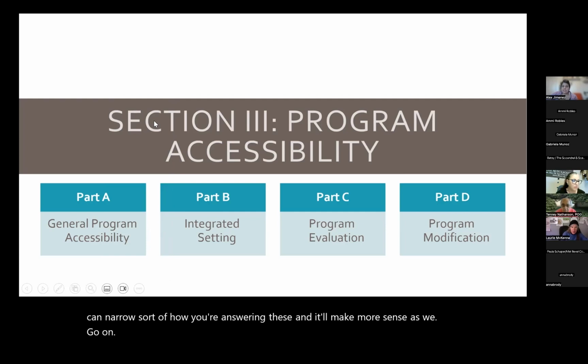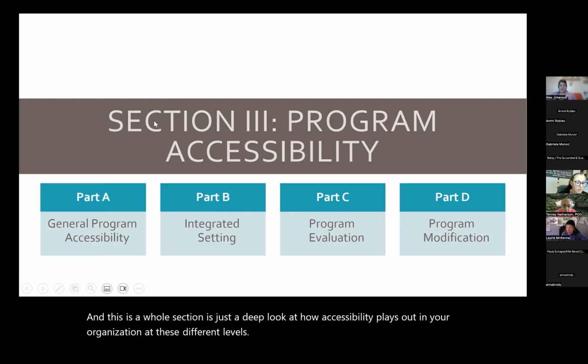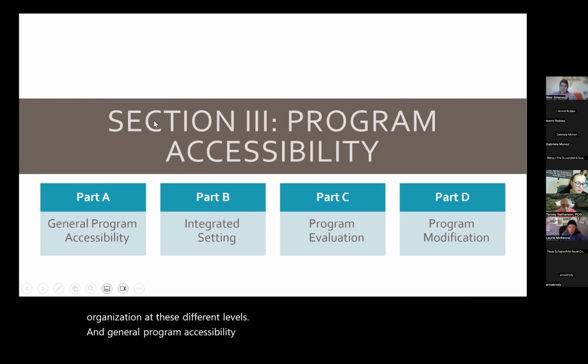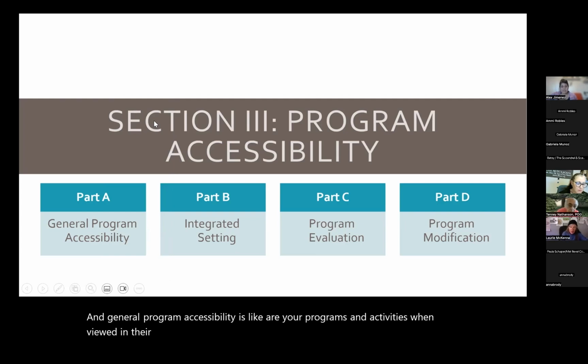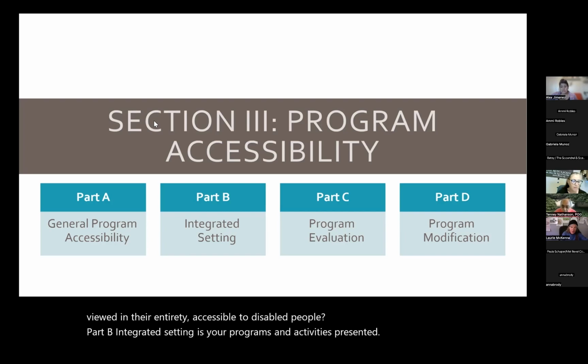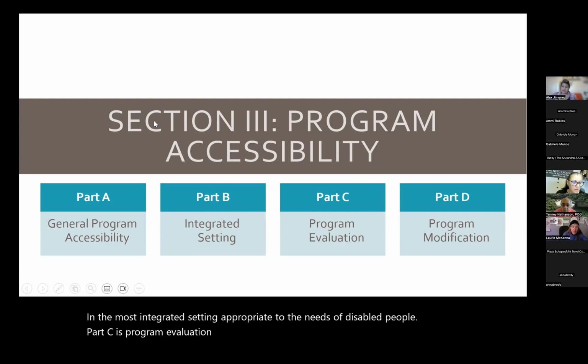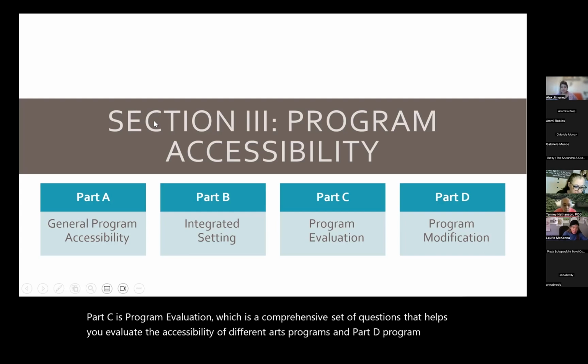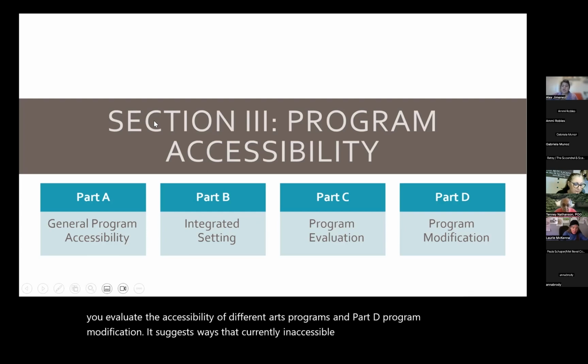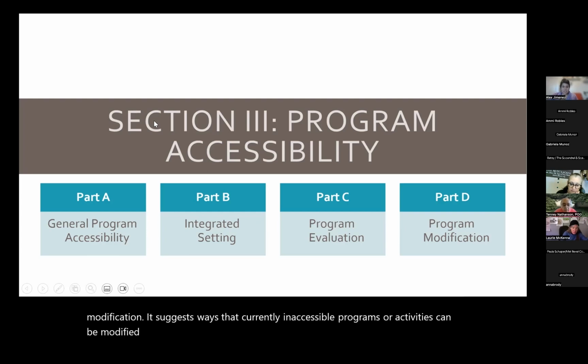This whole section is just a deep look at how accessibility plays out in your organization at these different levels. General program accessibility asks: are your programs and activities, when viewed in their entirety, accessible to disabled people? Part B, integrated setting, asks: are your programs and activities presented in the most integrated setting appropriate to the needs of disabled people? Part C is program evaluation, which is a comprehensive set of questions that helps you evaluate the accessibility of different arts programs. And Part D, program modification, suggests ways that currently inaccessible programs or activities can be modified without extensive structural changes.